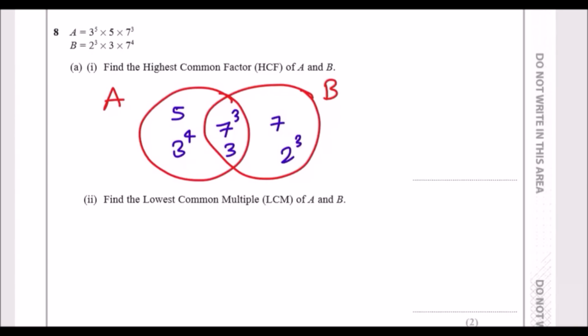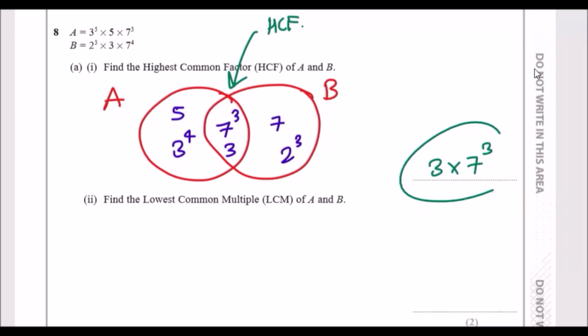to write down the answers now, we just look at the Venn diagram and we realize that the middle part, the intersection, is the highest common factor. So that means the HCF is 3 times 7 to the power 3. You can put this or write the values, totally up to you. I'm not too sure because the mark scheme ain't out yet. But anyway, I'll probably put this and the answer underneath.